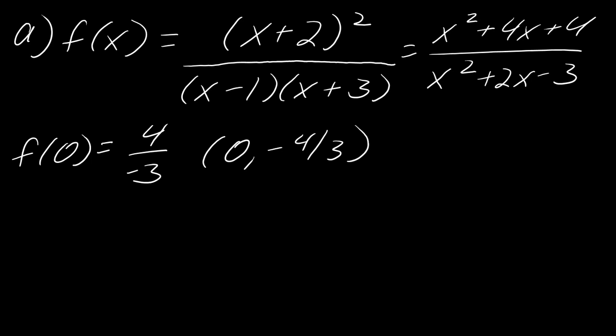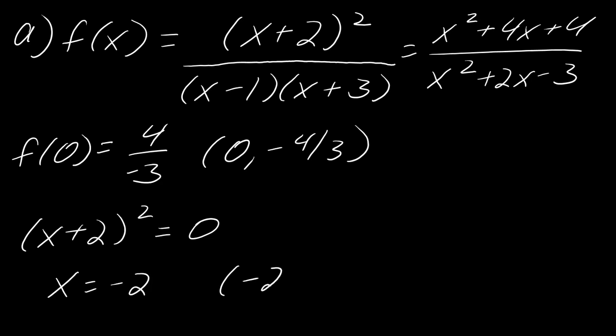Remember, to find the x-intercept, you set the top of the function equal to 0. Again, I could take this top or I could take this top. They are equivalent to one another, so I'm just going to use (x plus 2) squared equals 0. I'm going to use that form of the function. Then I can pretty easily see that this will equal 0 when x is equal to -2. So this is the point (-2, 0).